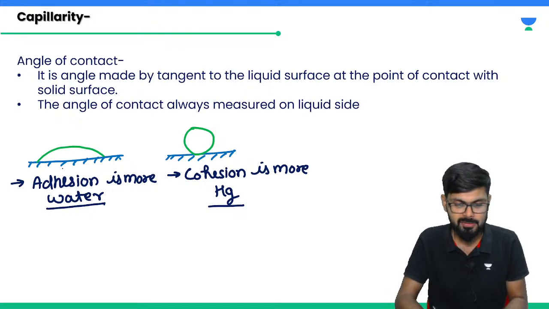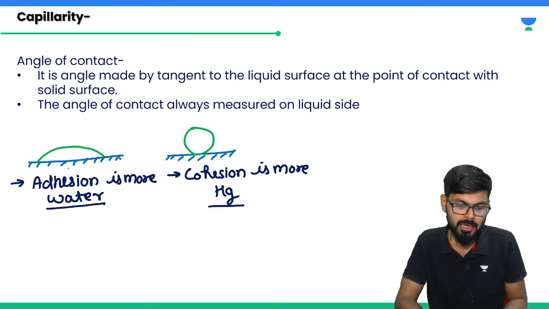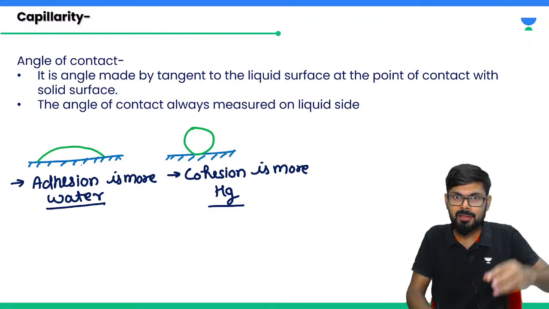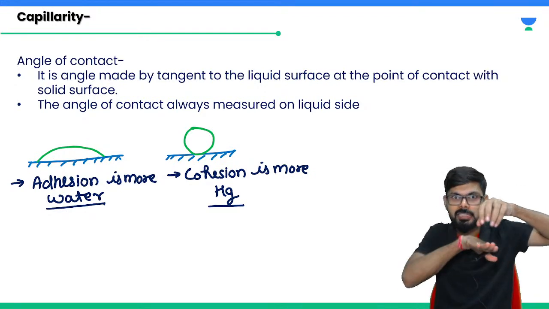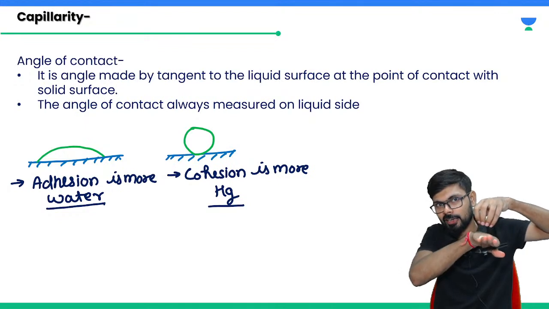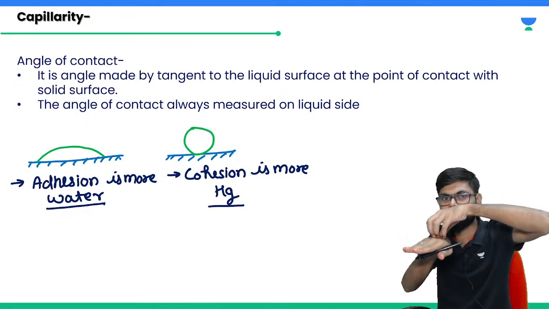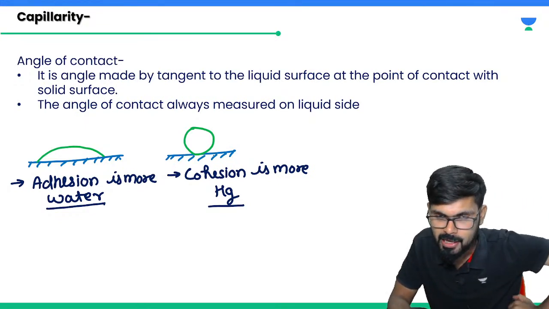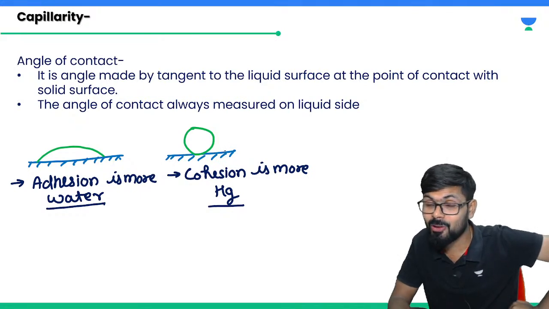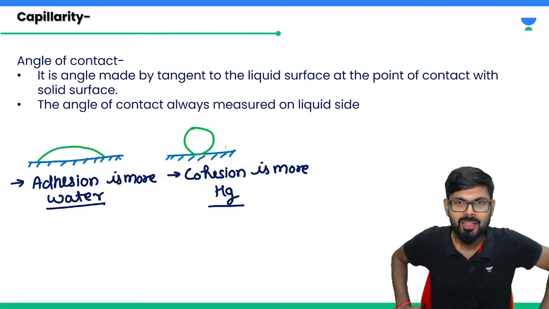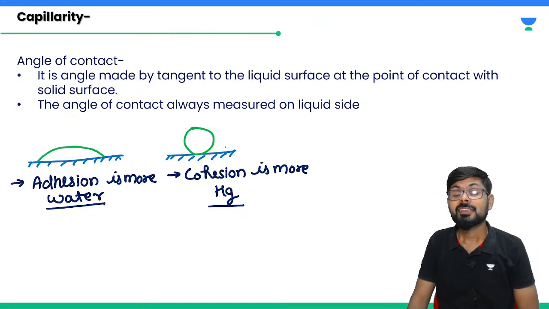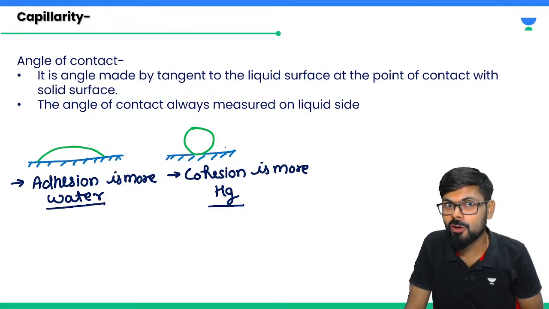देखो इस वाले केस में क्या है? In the first case, surface is a girlfriend of water. Whereas surface is a wife of mercury. Now you can understand, I think, right? Surface क्या है? Surface is the girlfriend of water.